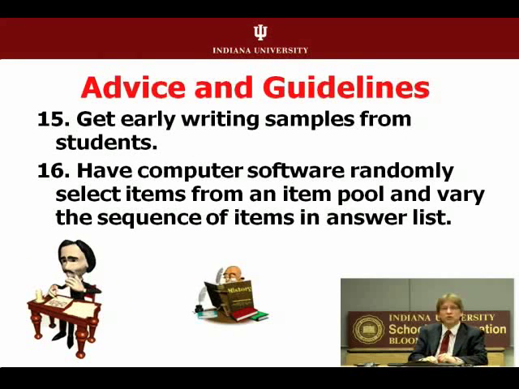Get writing samples early in the course. If you get a writing sample early and their writings change later in the course, you know something's amok. You might want to investigate this further. You might want to find out how that student all of a sudden transformed into this brilliant Shakespearean writer. Randomize the items from a computer software test bank, so the sequence of items are different for each student.